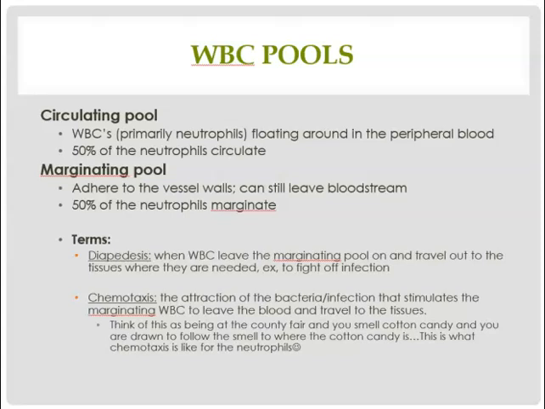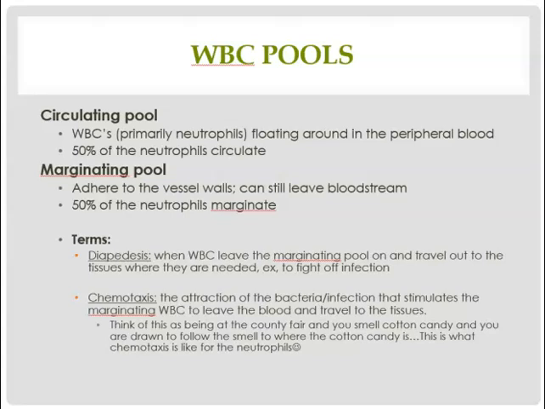Okay, so there's a couple more concepts we need to cover as far as white blood cells. We have something called a circulating pool and a migrating pool. The circulating pool is when white blood cells just float around and are in our peripheral blood. The migrating pool is when we have white blood cells that are adhered to vessel walls, but they can leave and enter the bloodstream. About 50% of neutrophils circulate, and about 50% are in the migrating pool. They kind of hang out in the vessel walls.